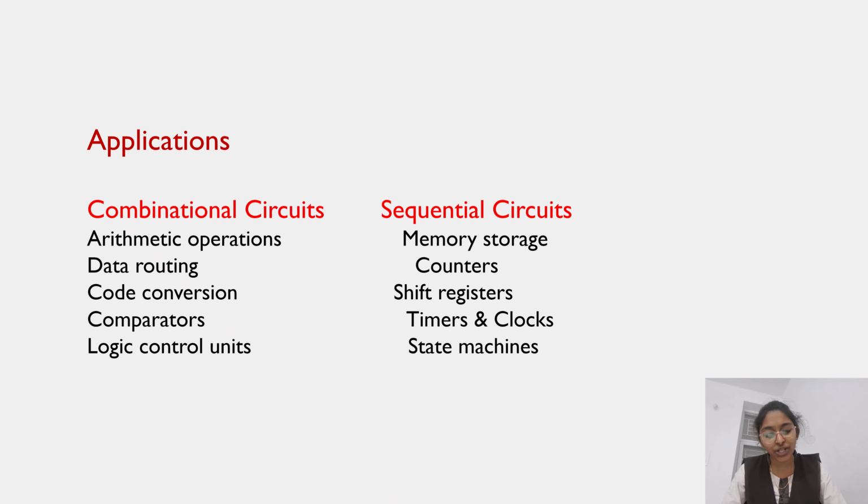Output changes as soon as input changes. In the combinational logic circuit, as the input changes, the output also changes. But in the sequential logic circuit, output changes only at clock edges. Examples of combinational logic circuits: adders, subtractors, encoders, decoders, multiplexers, etc. Examples of sequential logic circuits are counters, shift registers, and finite state machines.